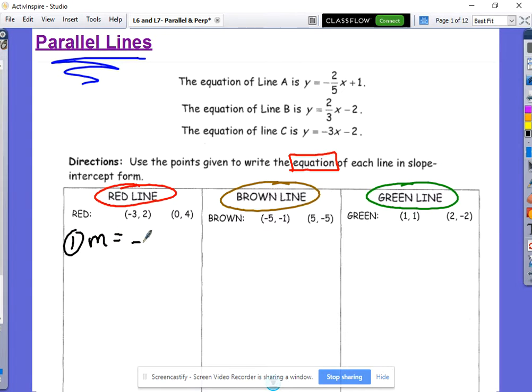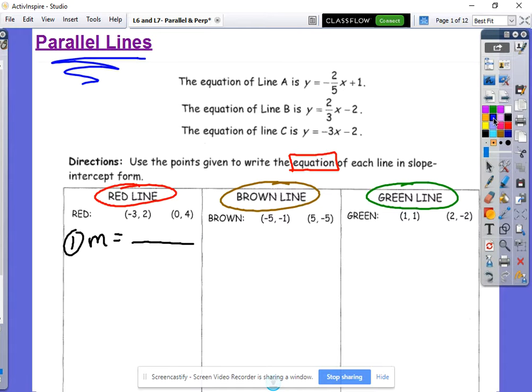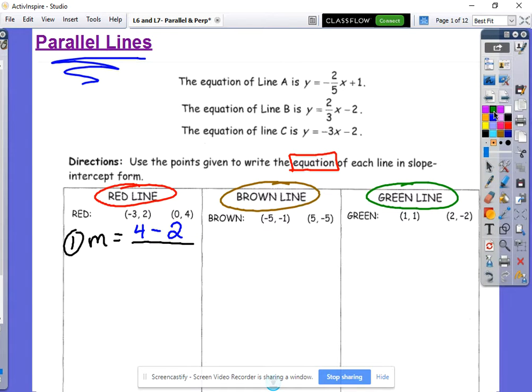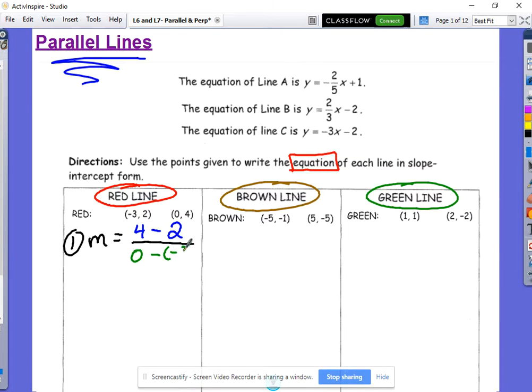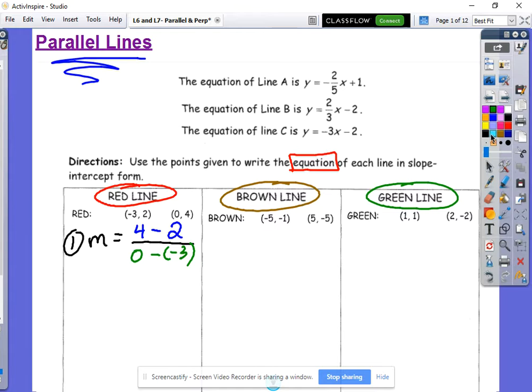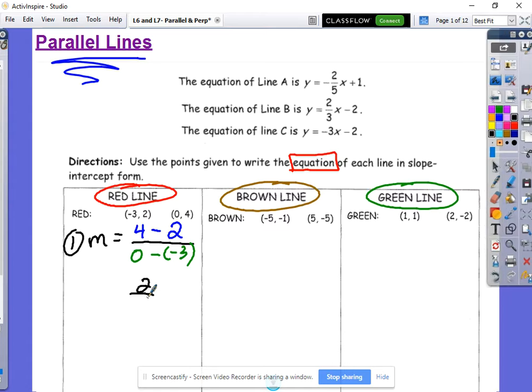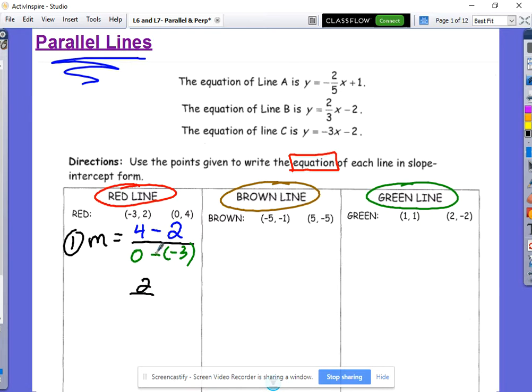That's our first step. So if we set up our slope formula, remember that's y2. So in this case, that's 4 minus y1. In this case, that's 2, all divided by x2, 0, minus x1, negative 3. So let's go ahead and simplify. If we simplify, we're left with 2 over, this becomes plus. When you have two negatives, it becomes a plus. So we have 2 over 3. There's our slope for that first equation.